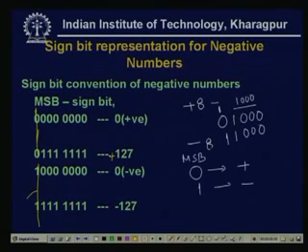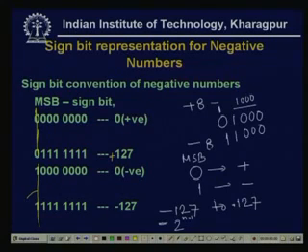So 0 followed by seven 1s means plus 127, and 1 followed by seven 1s means minus 127. So it can represent minus 127 to plus 127. That is for 8 bits. In general, for n bits, it is minus (2 to the power n minus 1) minus 1.